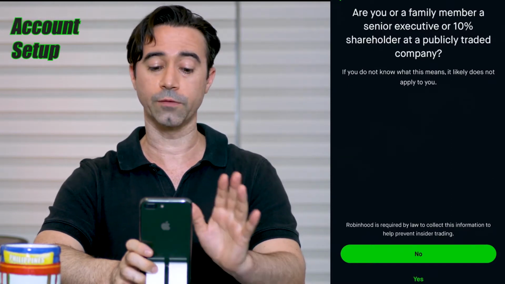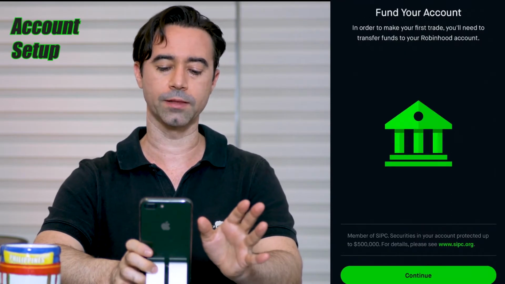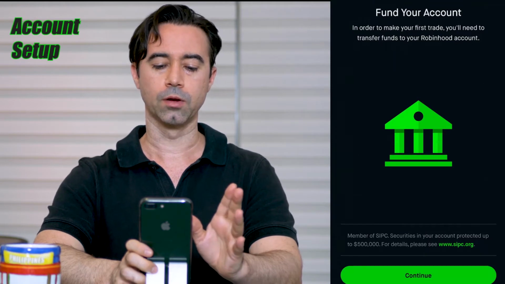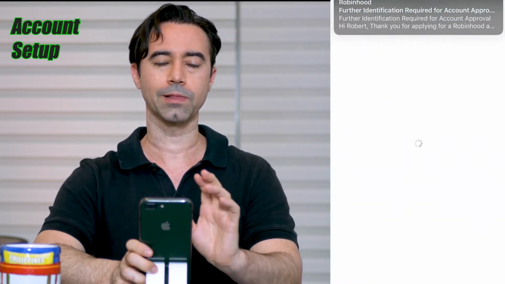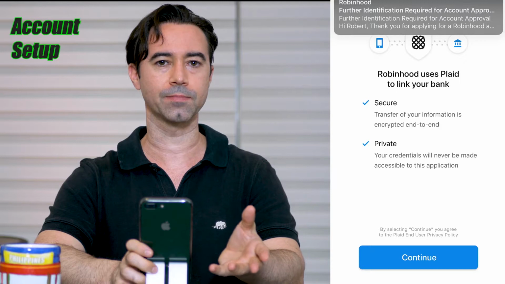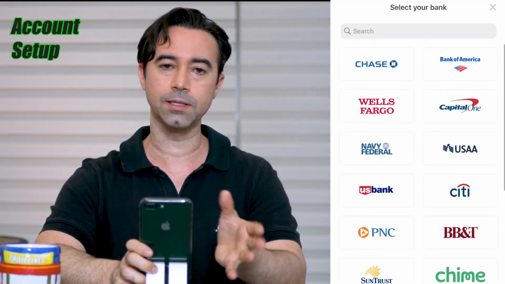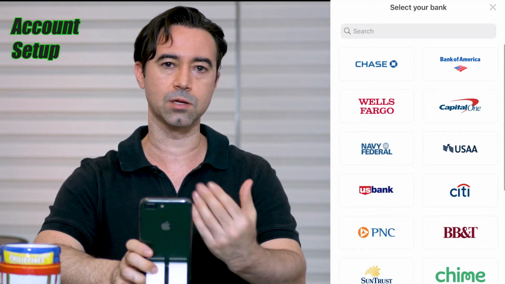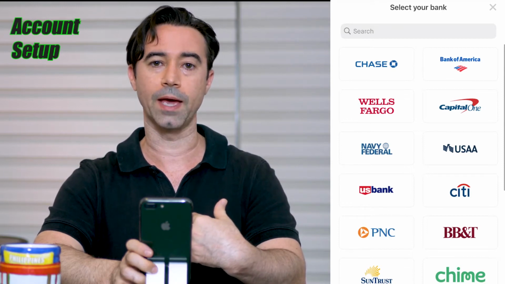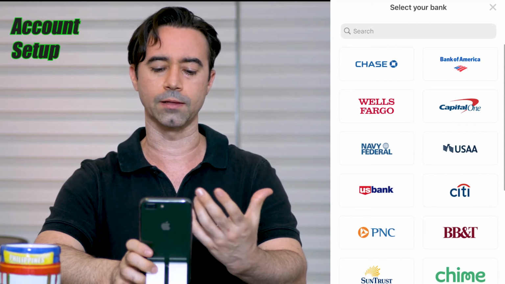Okay. So then you're gonna wanna fund your account. Now when it comes to this part, there's something you should know. They use something called Plaid, and Plaid is something that links to your bank, hopefully. Now there's a possibility that it does not link to your bank. And so for me, I use a bank that actually wasn't linking correctly, so I couldn't get it to link.